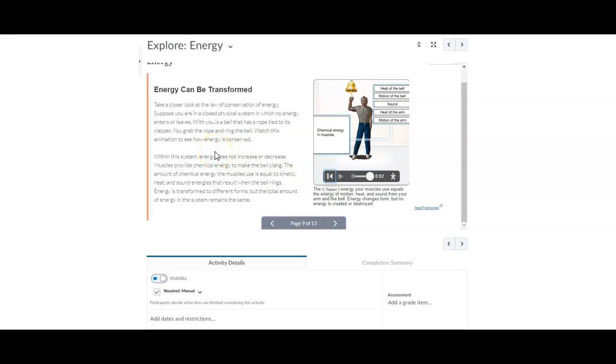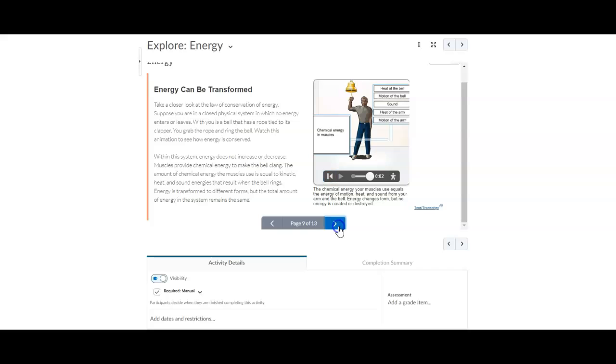All right, so how is energy transformed? Basically, it just changes form. Okay, so the energy does not increase or decrease. If you read, the amount of chemical energy in the muscles used is equal to the kinetic, heat, and sound energies that result. So it's transformed to different forms is what your answer is. All right, and then question 9, what are some examples of energy transformations?